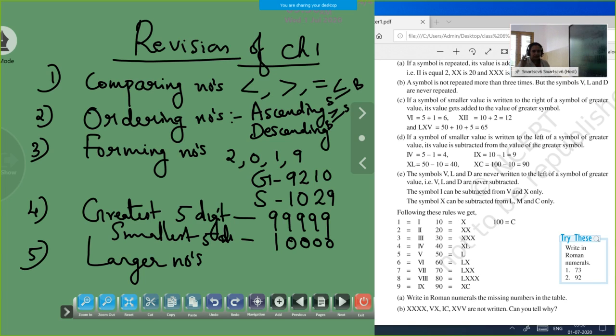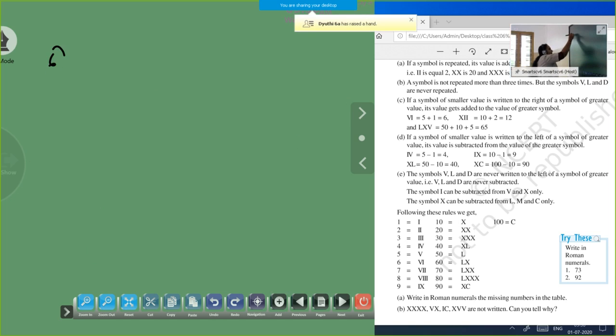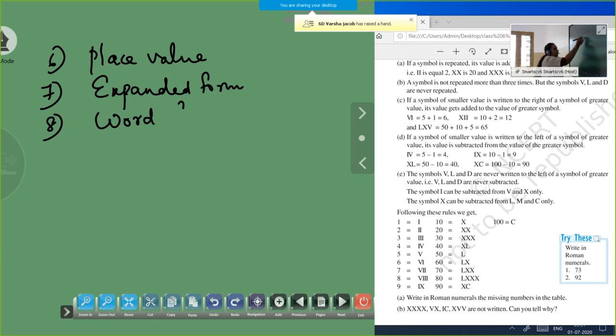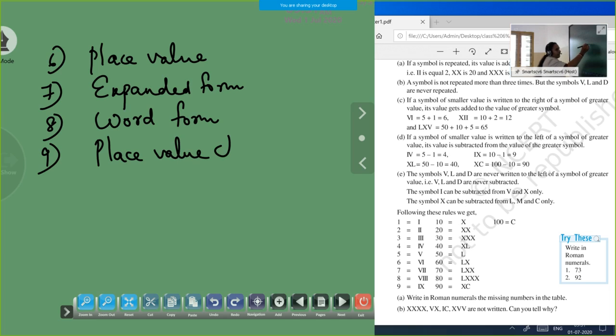Next, after the larger numbers, what have we studied? We have studied the place value, the place value of each digit. Then we studied the expanded form. Then we studied the word form, how to write the word. Word means how to read the number, that we studied. Then we studied the place value chart, how to make the place value chart. In this chapter we studied the place value chart.